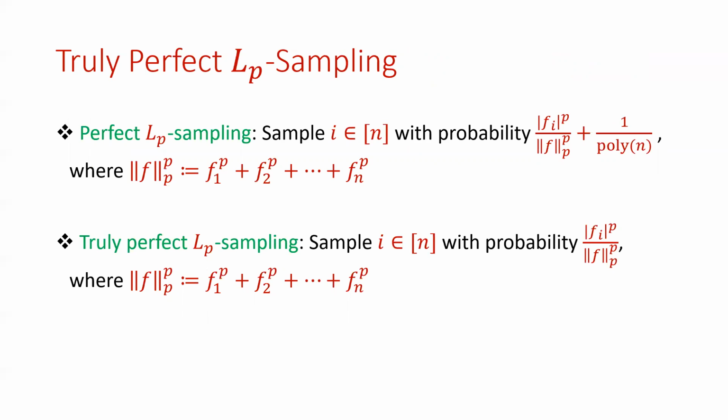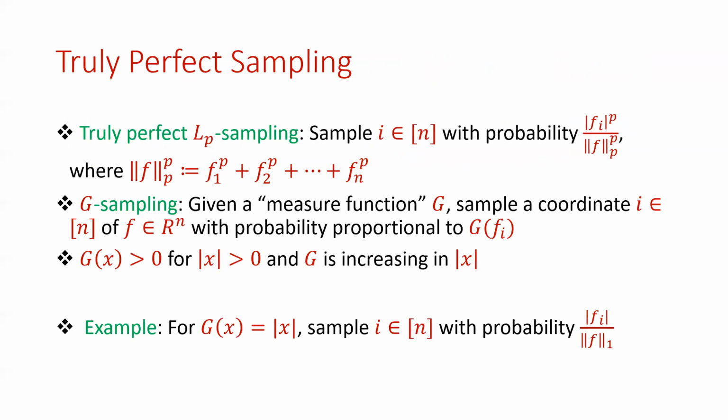So in this work, we ask whether there exists a truly perfect Lp sampler where there's not even an additive error of 1 over poly n. More generally, we say that if there's a measure function g, can we sample a coordinate i with probability proportional to g of the number of times that i appears in the frequency vector? So for example, if g of x is equal to the absolute value of x, then this is just L1 sampling. So we want to sample the coordinate i of the universe n with probability proportional to the magnitude of f_i.